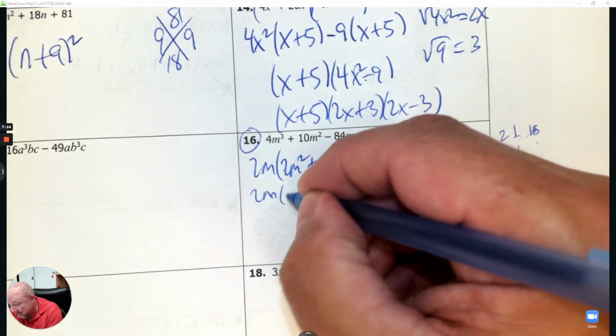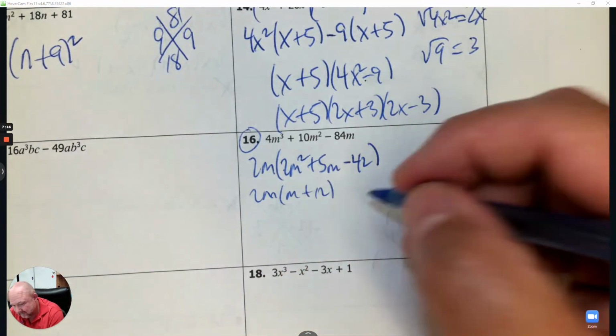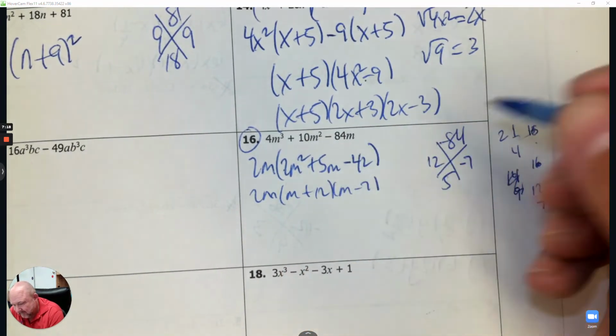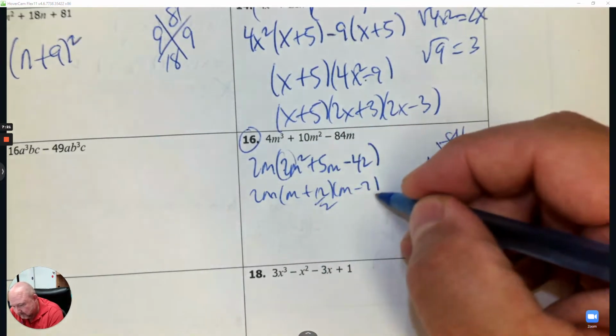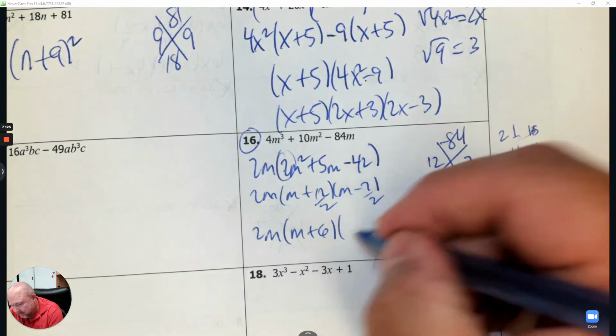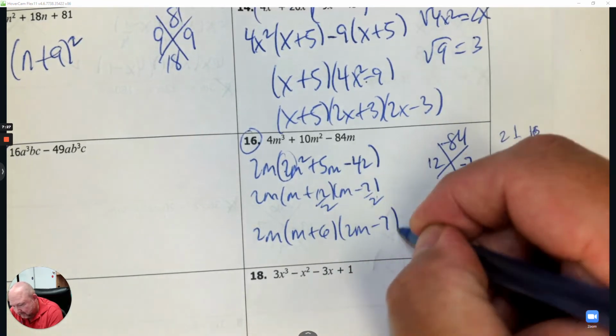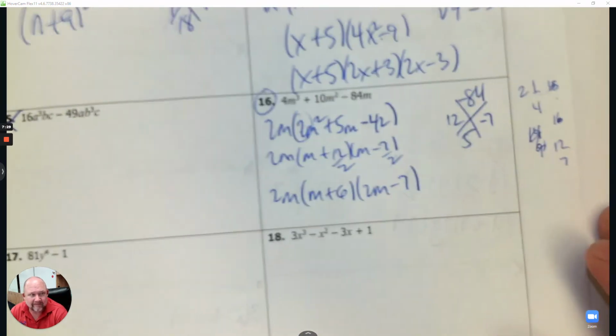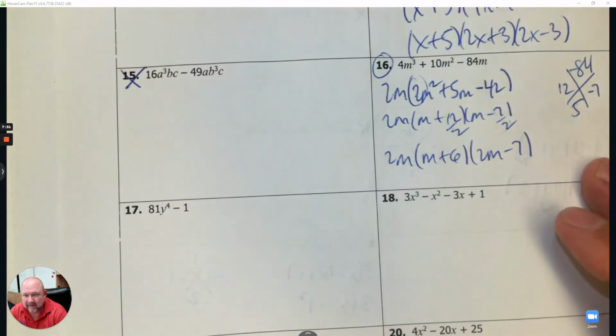And then we write that down, 12 and 7. And then divide by 2. And we have m plus 6. And then slide the 2, and we have 2m minus 7. There we go. A little bit of thinking there.